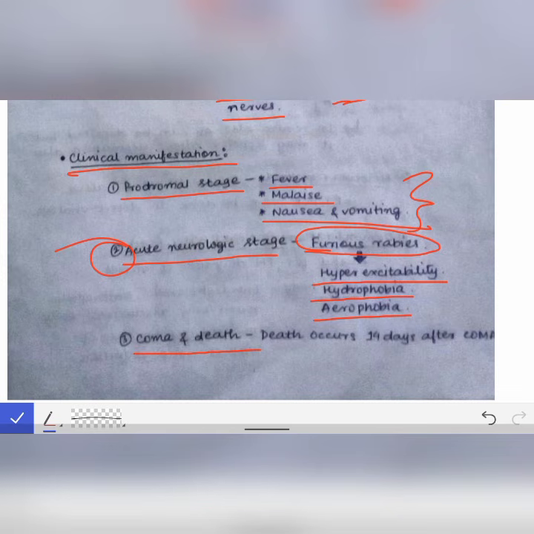After the acute neurologic stage there is a stage of coma and death. Once the coma occurs, death is inevitable and will occur within 14 days.